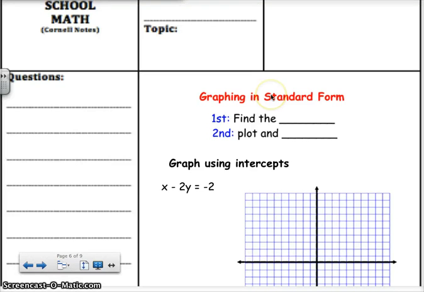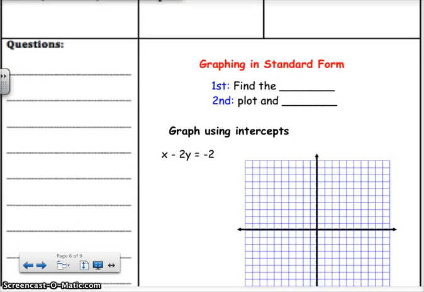Alright, we are moving on with our standard form graphing. The first thing you want to do is find the intercepts. Anytime x and y are on the same side, your goal should be: what are my intercepts? Then we're going to plot them and connect them.